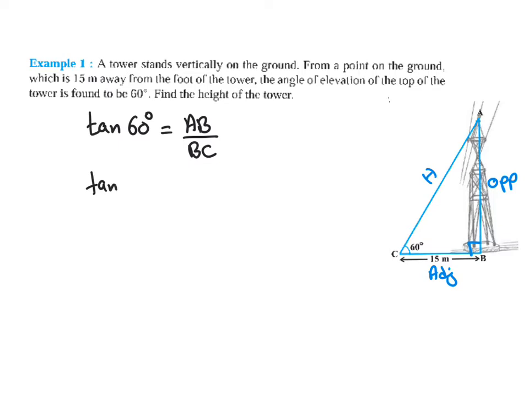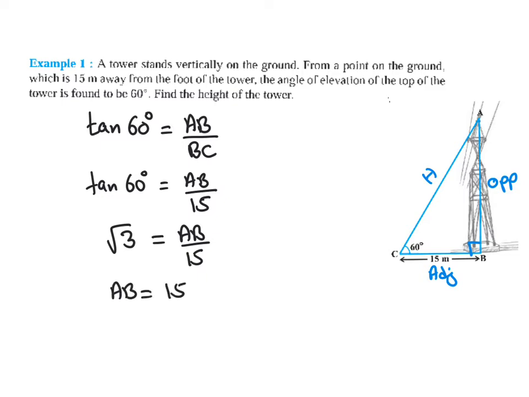So tan 60 degrees is equal to opposite, which is AB, over adjacent, which is BC. So tan 60 degrees is equal to AB over BC, which is 15. What is the value of tan 60 degrees? We have learnt it in the previous lessons. Tan 60 is √3. You need to remember these values. So √3 is equal to AB over 15. Cross multiply. AB is equal to 15 √3 meters. So the height of the tower is 15 √3 meters.